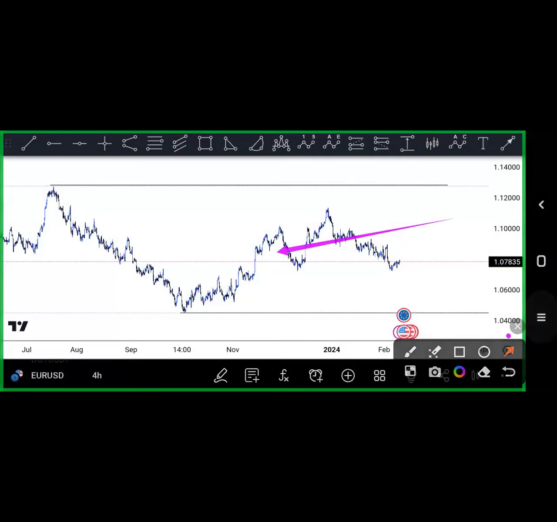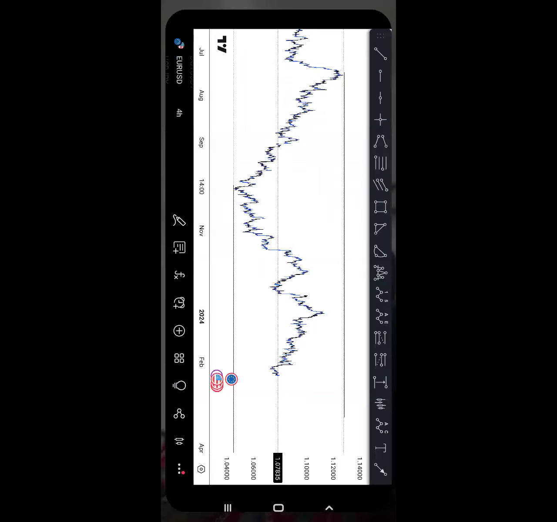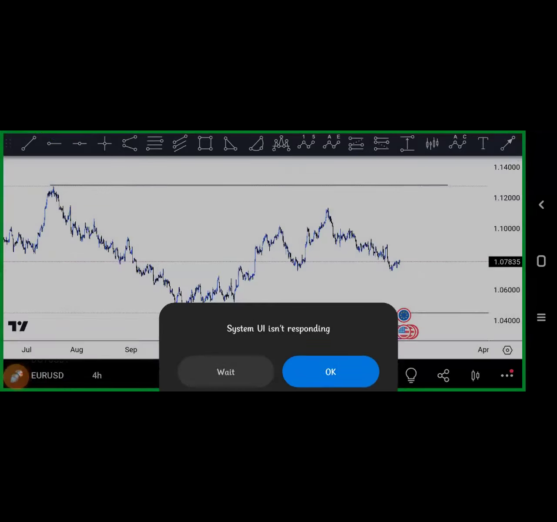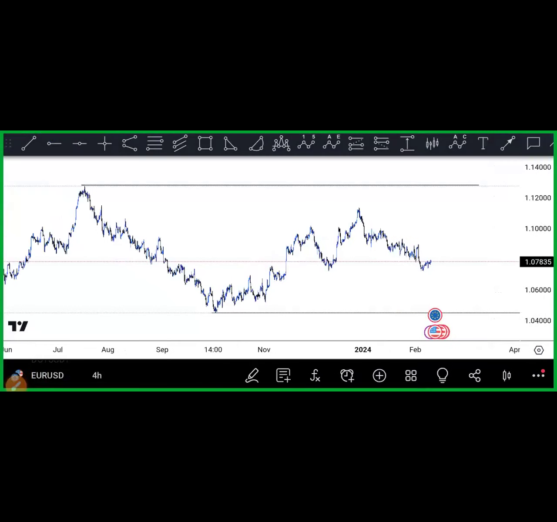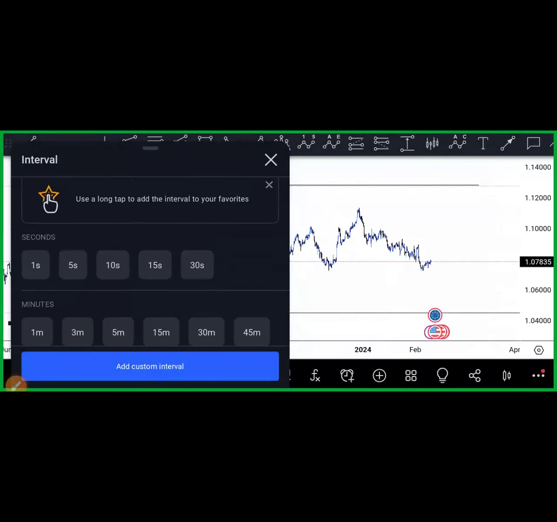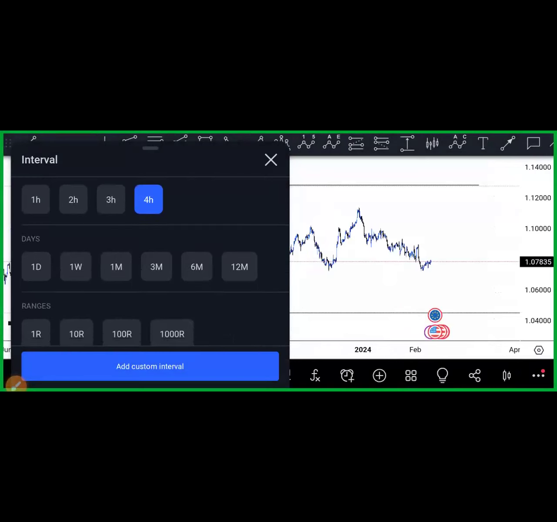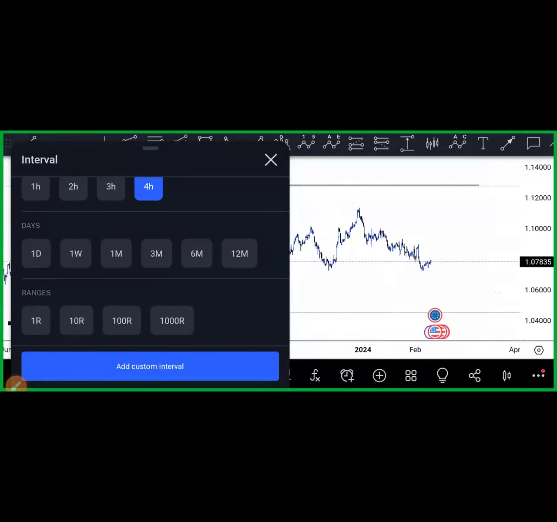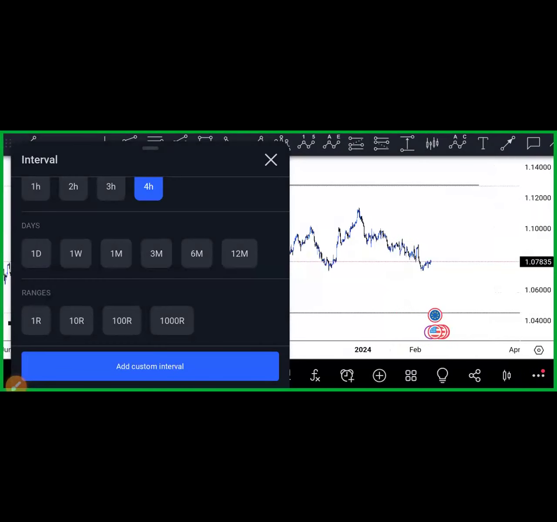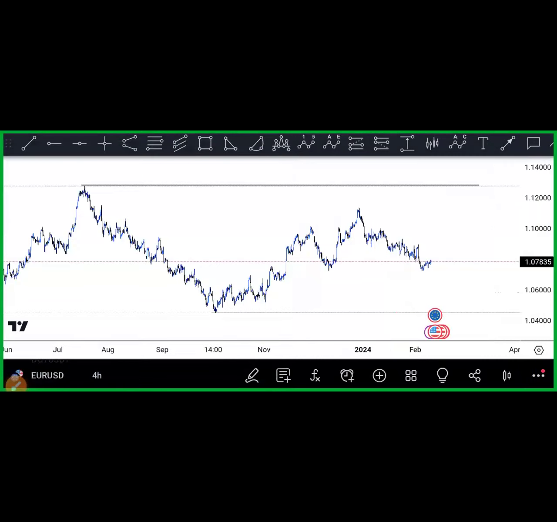Now, let's look at it on other time frames. You can see the time frames here: seconds, minutes, hours, days, months, range. Can you see it? Hello, can you see it? Yes, you can see. I want everybody to be up to date with whatever I'm doing.